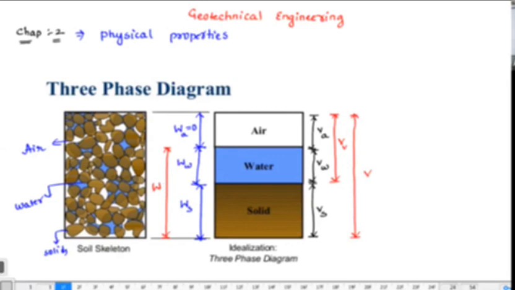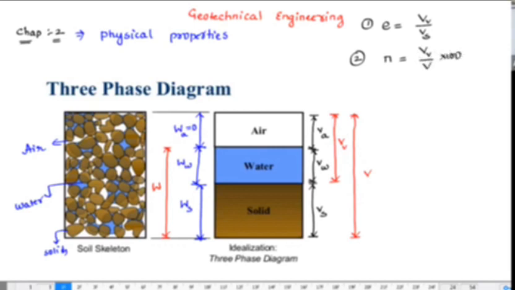First, coming to the basic definitions: what is void ratio? How much volume of voids is there with respect to the solids? Void ratio is the volume of voids to the volume of solids. And what about the next, porosity? Porosity means the percentage of voids in the total soil. So what are the voids in the total soil? VV by V into 100.